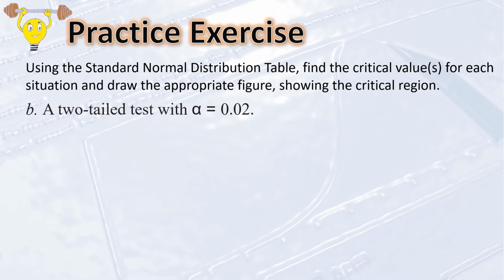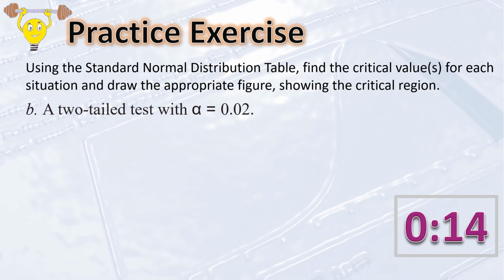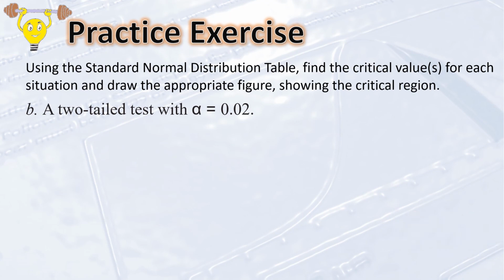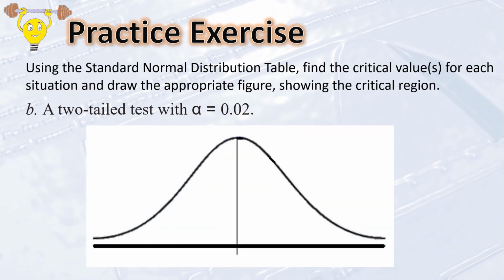Letter B, a two-tailed test with alpha equal to 0.02. Go. Time is up. Let us answer. First, we draw the figure and divide alpha into 2 since this is a two-tailed test. So we have 0.02 divided by 2. We have 0.0100 to the left and to the right of the mean.